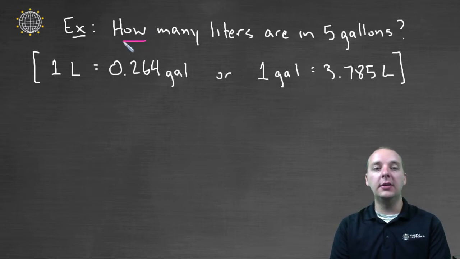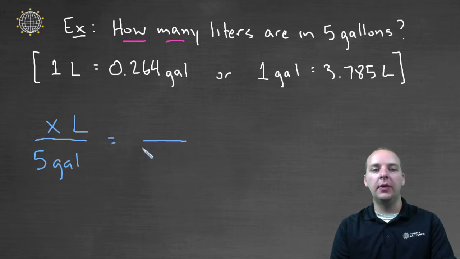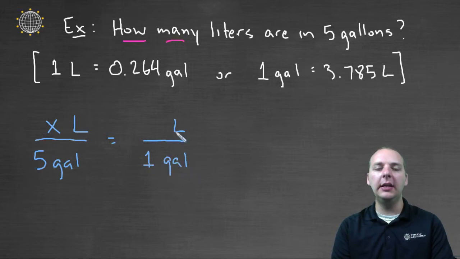So if we see the words how many, that's a key right off the bat. That's a key indicator that we don't know that amount, and that should be the variable. So we'll say how many liters, so that's X number of liters, that's our variable, is in 5 gallons. So X number of liters is equal to 5 gallons, and that should be equal to a certain number of liters that equals 1 gallon. So let's ask ourselves, how many liters are in 1 gallon? Well, we scan our information here. Here we go. 3.785 liters is in 1 gallon.